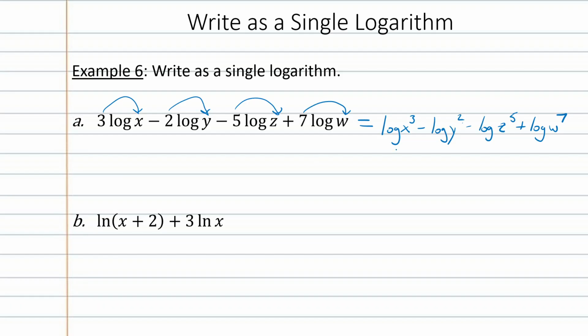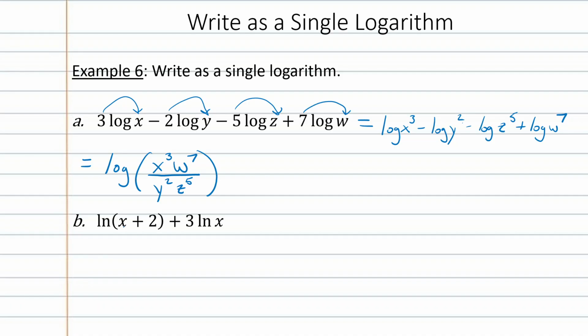Now, all the positive terms are going to be in the numerator. All the terms with the negative out front, the y and the z, are going to be in the denominator. So when I go to combine them into this single logarithm, it's going to look like the log of x to the third, w to the seventh, over y squared, z to the fifth. That's it.